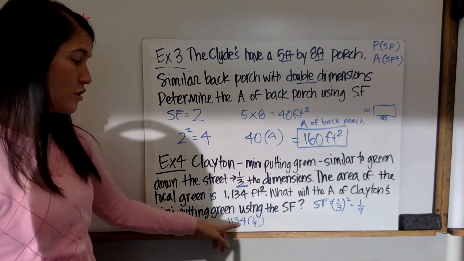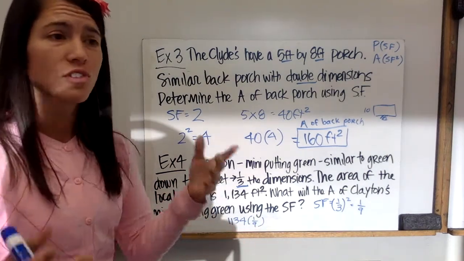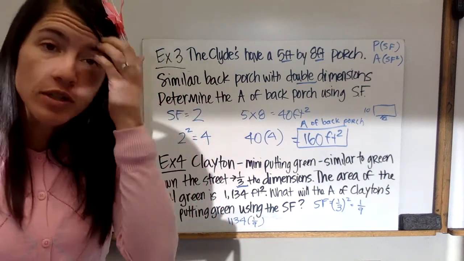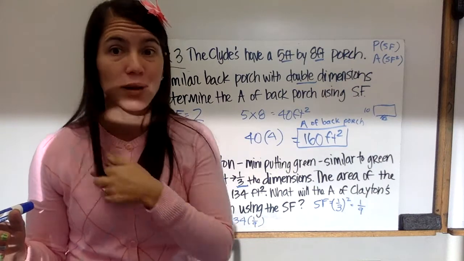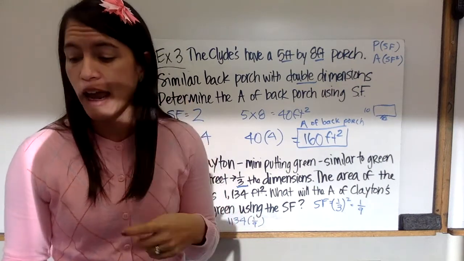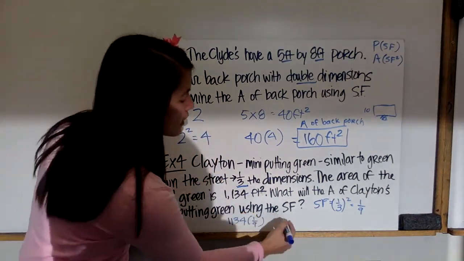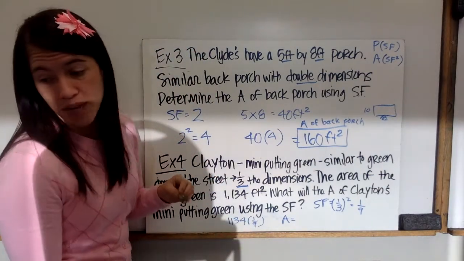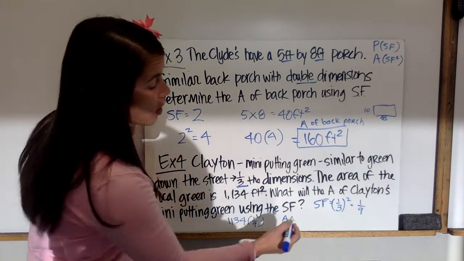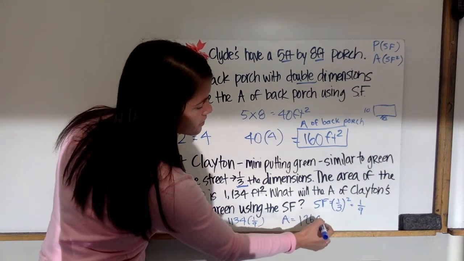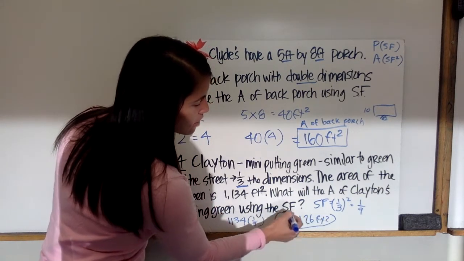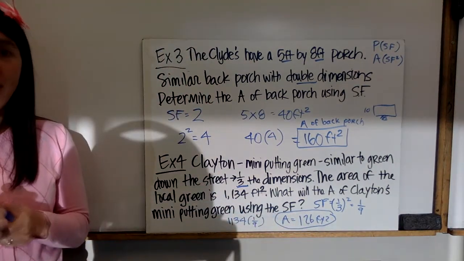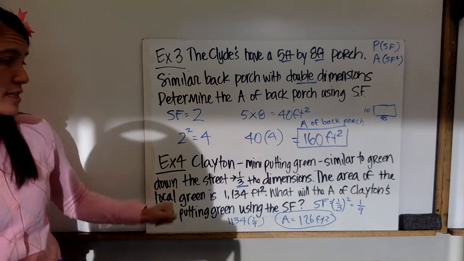So 1,134 times 1/9. If you're using your graphing calculator, make sure you type it into parentheses. Multiplying by 1/9 is the same as dividing by 9, so you could just divide by 9. And when you multiply this by 1/9, the area of Clayton's miniature putting green is 126 square feet. And so that is the area of his mini putting green, similar to the one down the street.